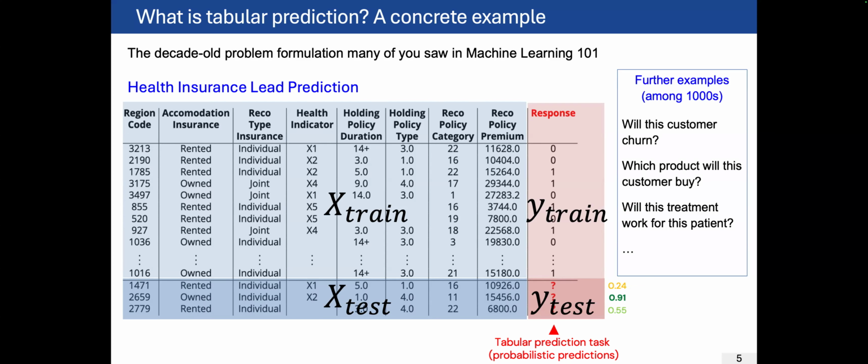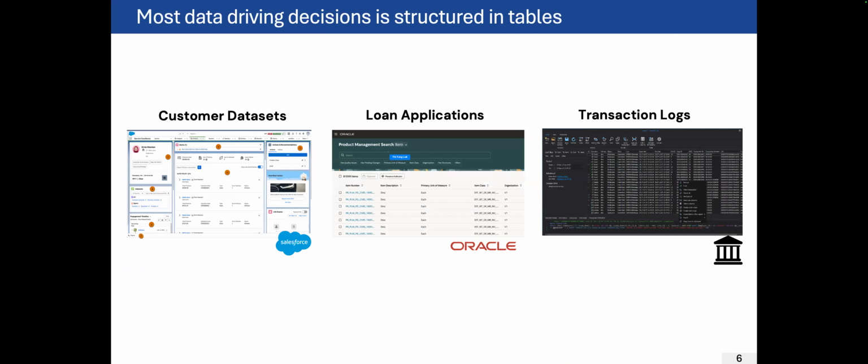This is just one out of thousands of different problems. A few further ones are like, will this customer churn? Which product will this customer buy? For this particular patient, will this treatment work? Or which treatment should I propose? Etc., etc. All right, so that's tabular prediction.